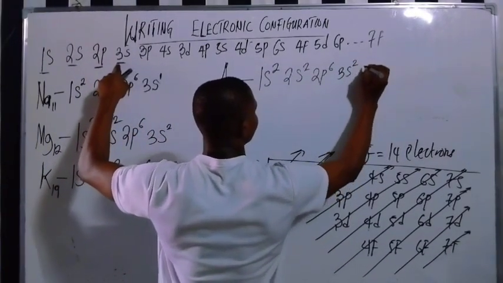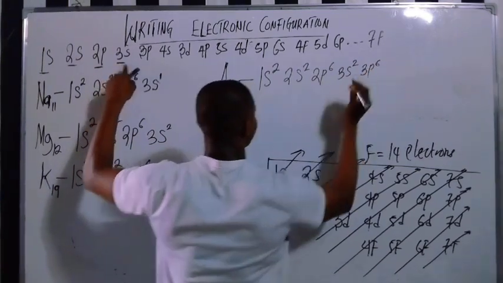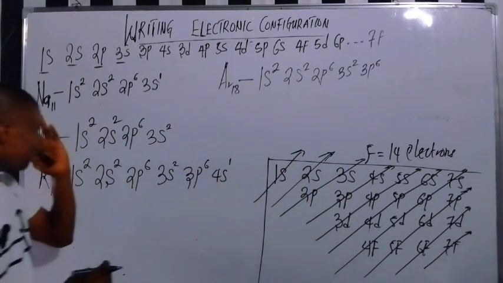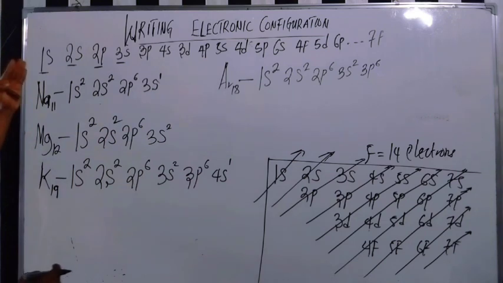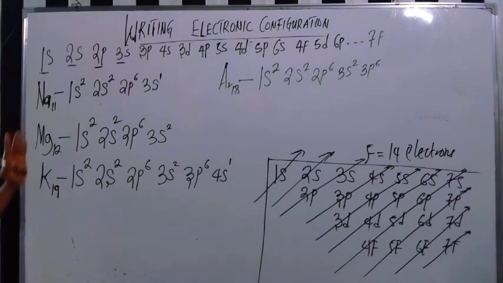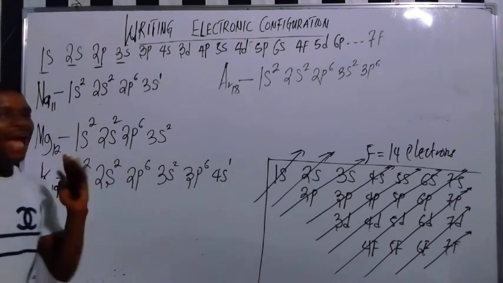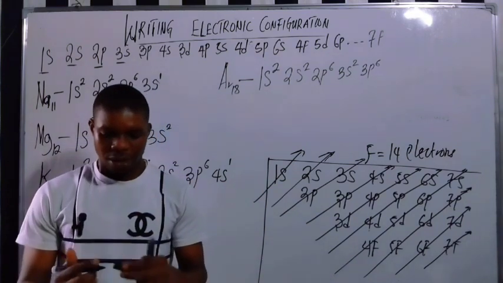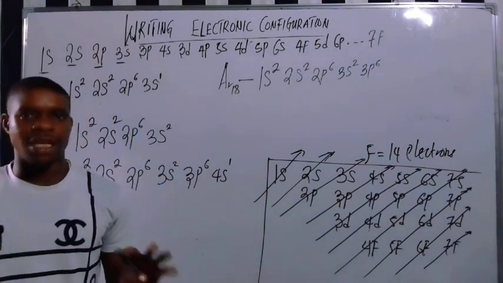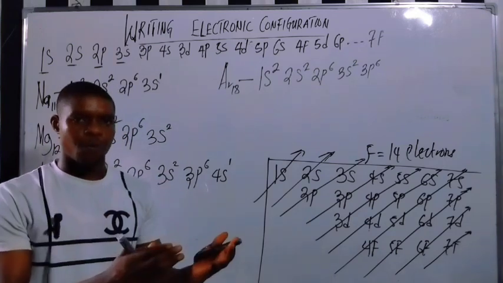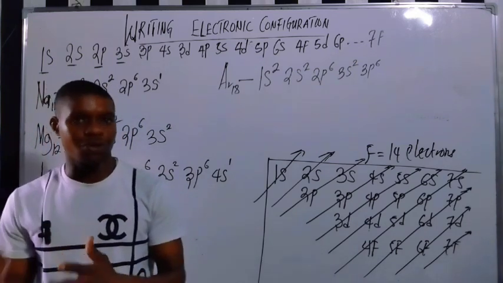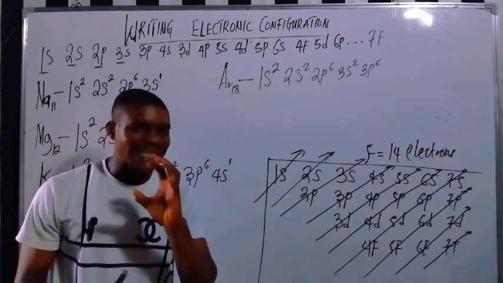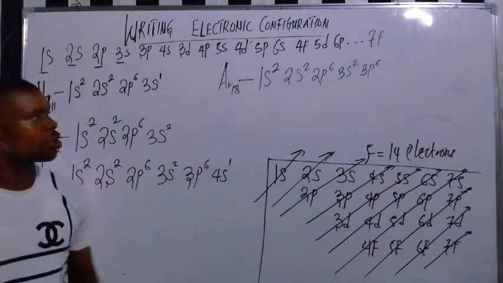3s2, right? 3p6. That is it. Now, if you check very well, sodium, magnesium, and potassium. How do we predict their block, their group, and their period? In the exam, they normally ask what group, what period, and what block an element belongs to. You understand?